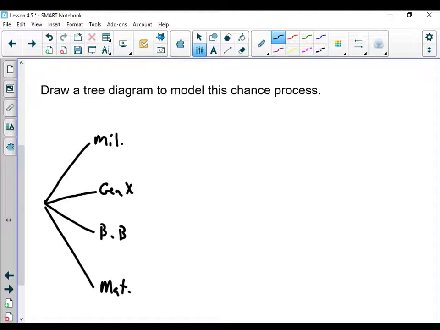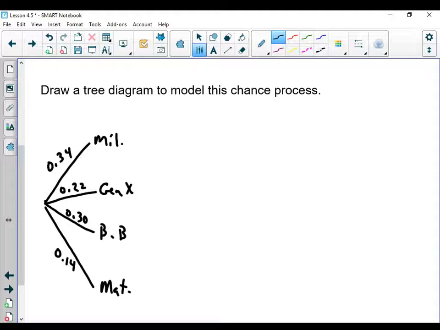Now, each of those branches, because they're not equally likely, it wasn't the same percentage for all 4, we need to write down what percent fit into those groups. Well, they said that 34% of them were millennials. So I'm going to put 0.34 on this branch. They said 22% were Gen Xers. 30% were baby boomers. And finally, 14% were matures. So don't forget, you always want to label the probabilities on each branch.